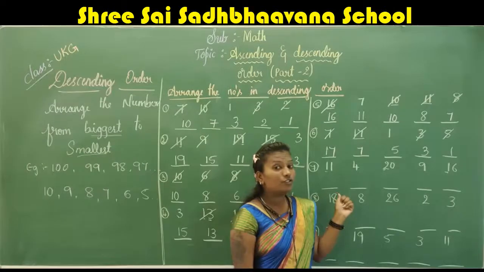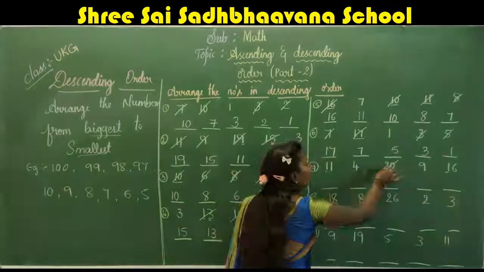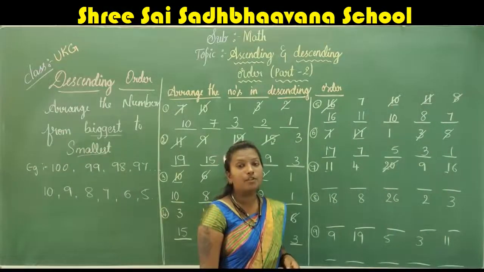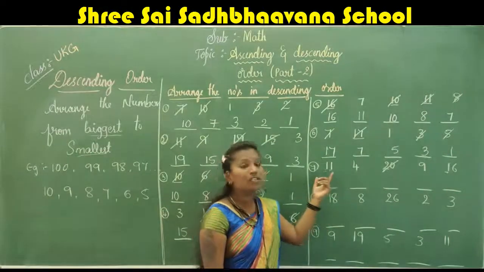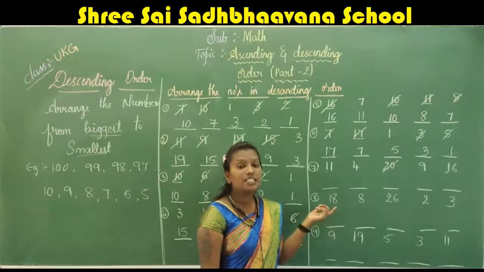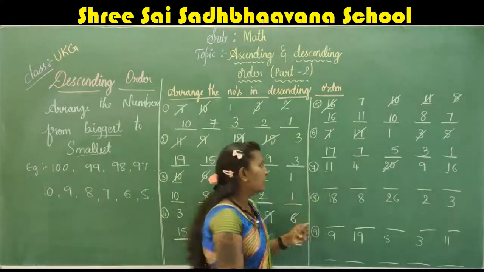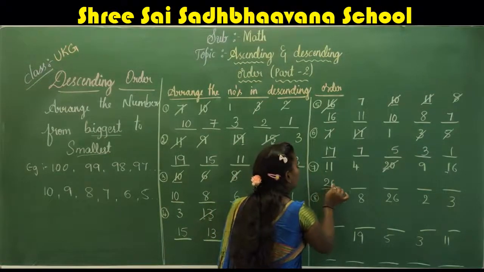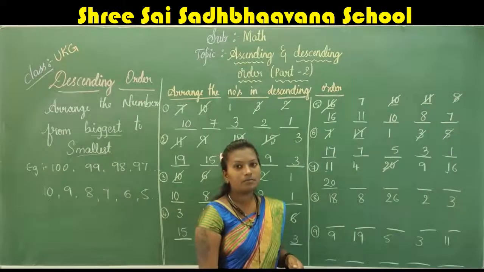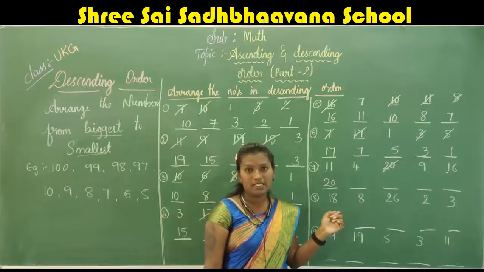Then what do we have to do? Yes, 20 is the biggest number. So we have to write number 20 because 20 is bigger than 11, 4, 9 and 16. That's why we have to write number 20 in the first place. Okay, number 20. Next, here number 11 is there, and number 16 is there.